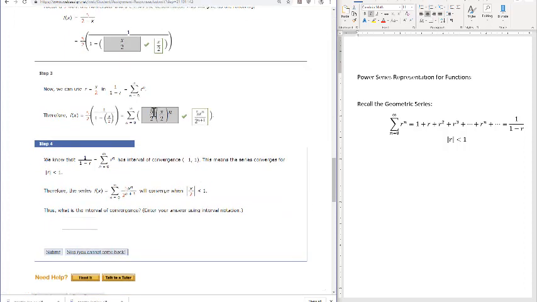Here's another representation of that. They have the 5 x to the nth power, and then we have 2 times 2 to the n, so that's 2 to the n plus 1.